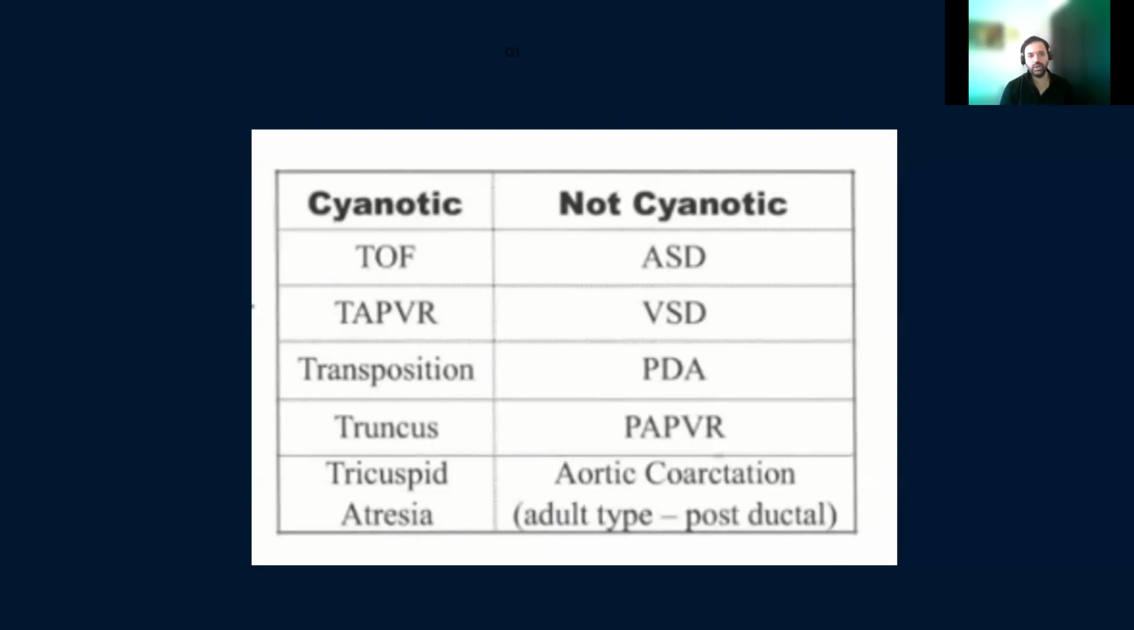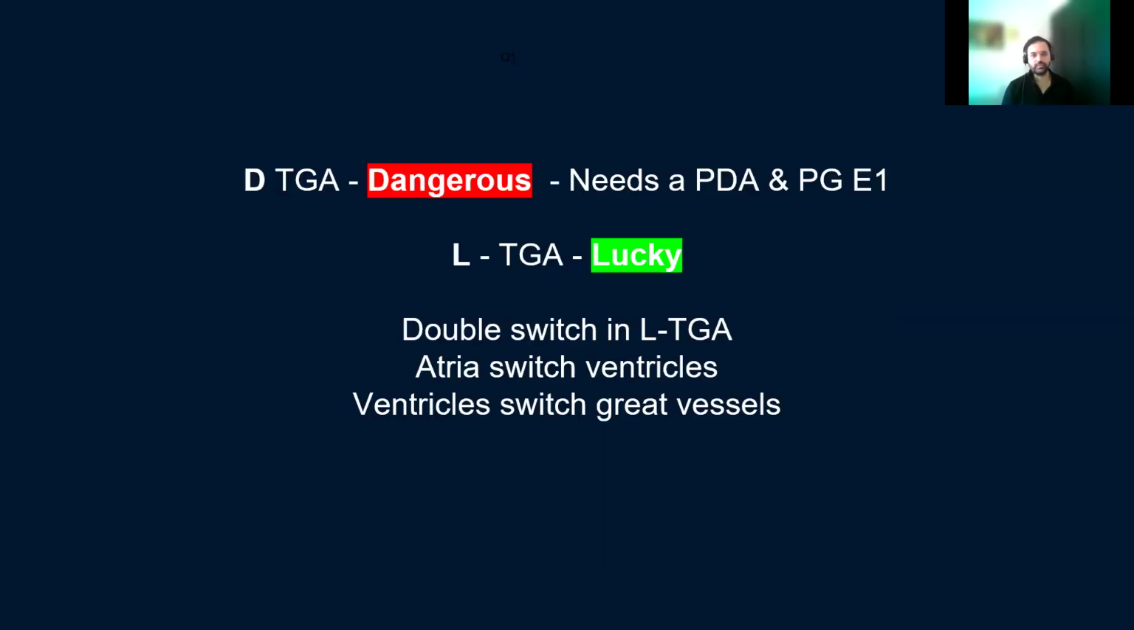Now, when you come to transposition, you have the DTGA and the LTGA. The D is the dangerous type, and I'll explain why. This requires a PDA for the child to be alive, and it requires prostaglandin E1 to maintain the PDA open until the child undergoes surgery, which is what is described in the question stem. The LTGA is lucky, that the patient is lucky to be alive. That's how I remember it. And I'll just explain it to you quickly.